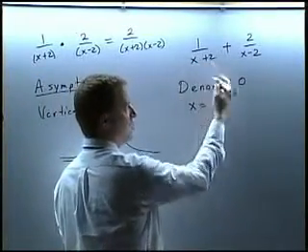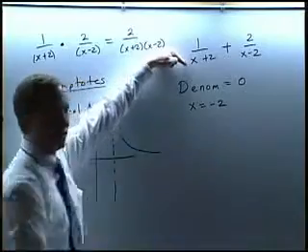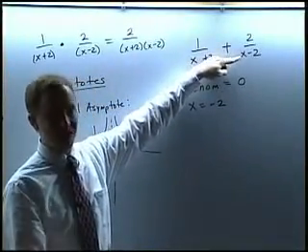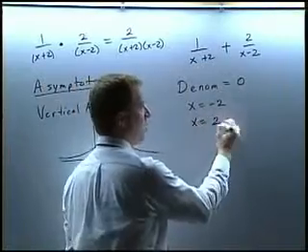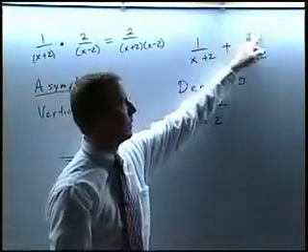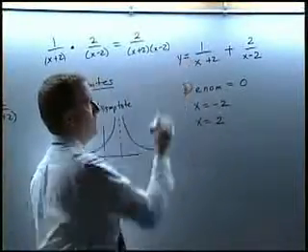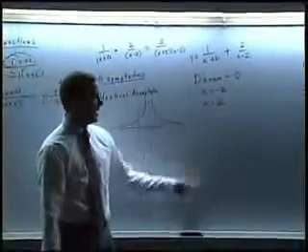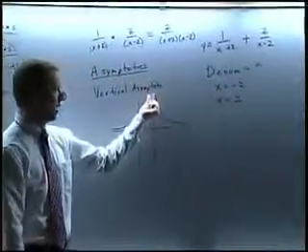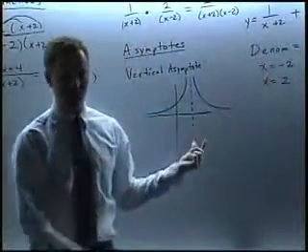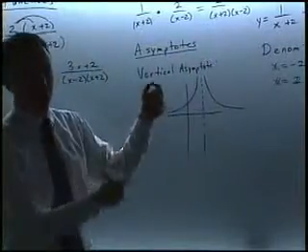X equals negative 2 would turn this piece into 0. What about over here? Positive 2. So if I was to go through on my calculator and graph this equation, y equals this rational function, I would see that at negative 2 I would not have a value, and I would see at positive 2 I would not have a value. So there would be 2 vertical asymptotes on this graph.